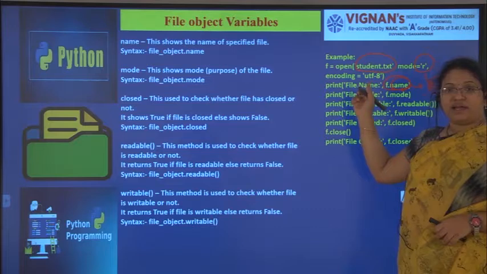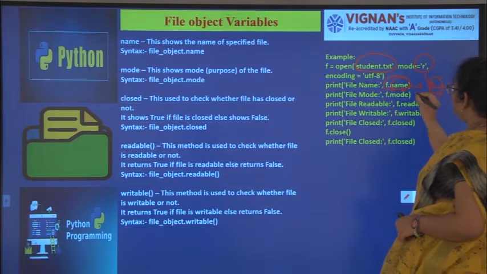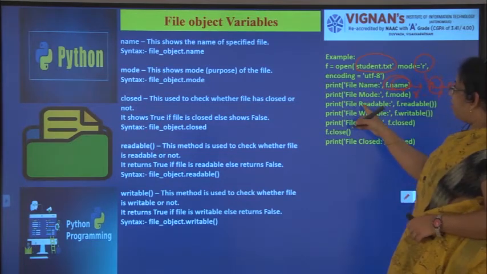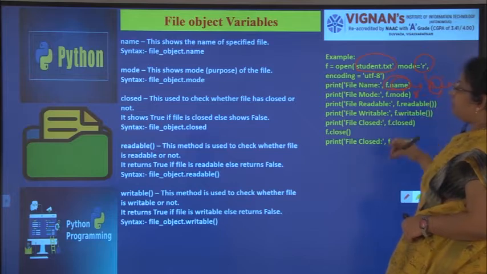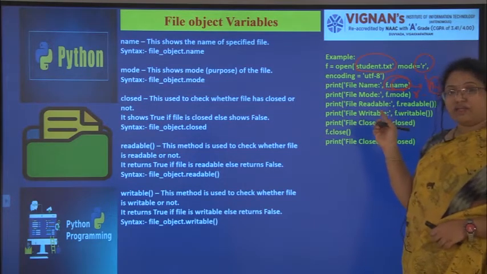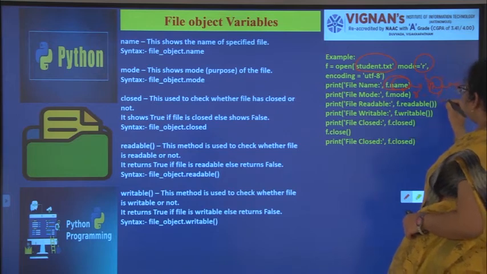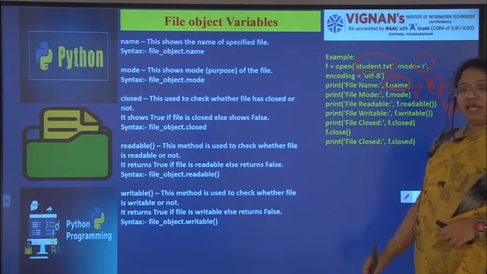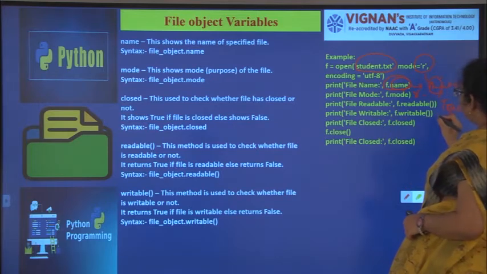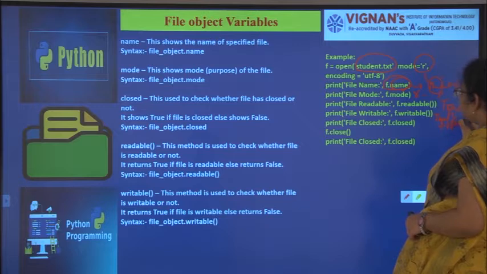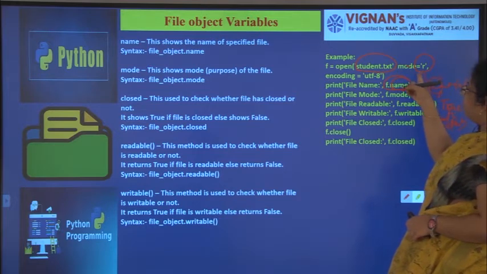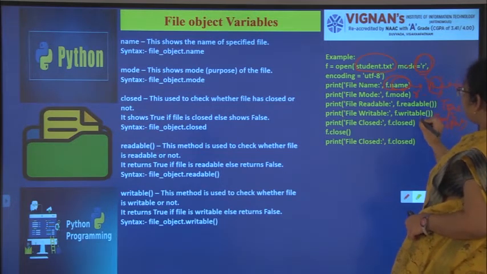What is the mode that we had used here? Read mode. So it is going to return read mode. Now f dot readable is the one which checks whether the file is readable or not. Yes, the file is readable, so it is going to return true. F dot writable: if the file is writable, it returns true, else it returns false. Here we are going to perform a read operation, so you are going to get the value false.